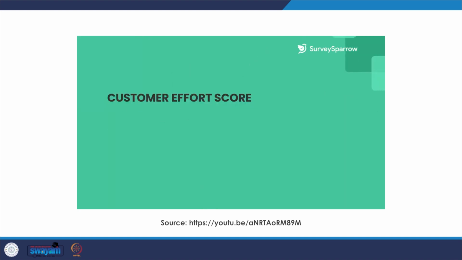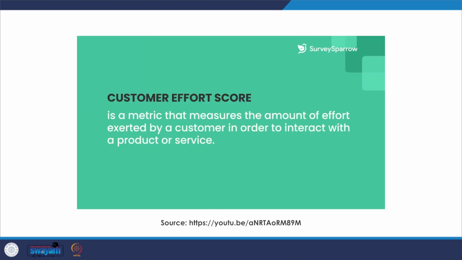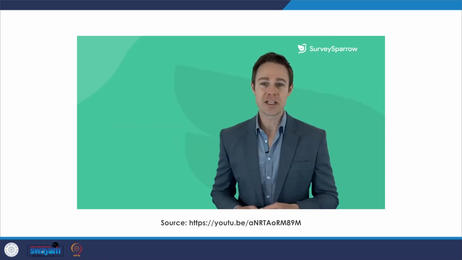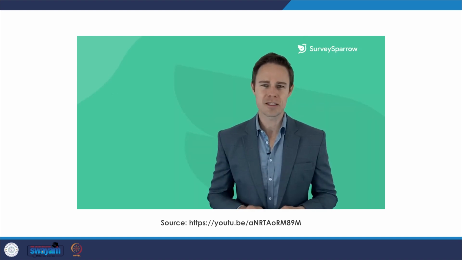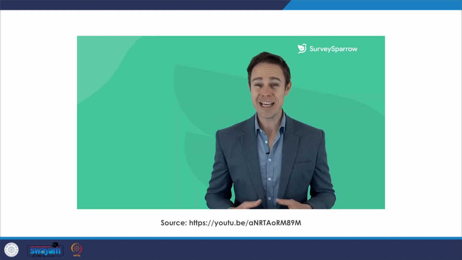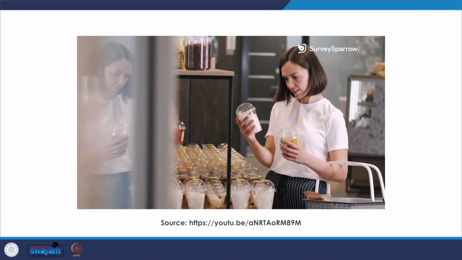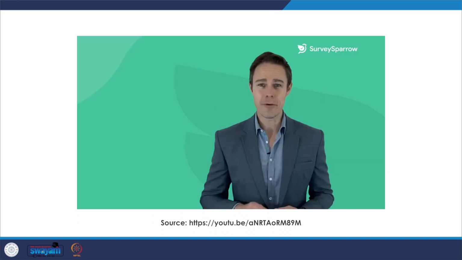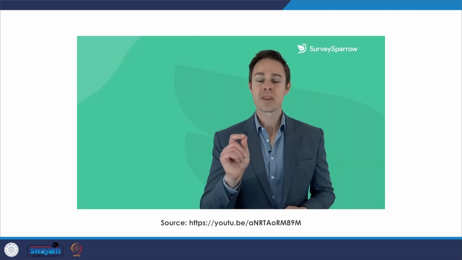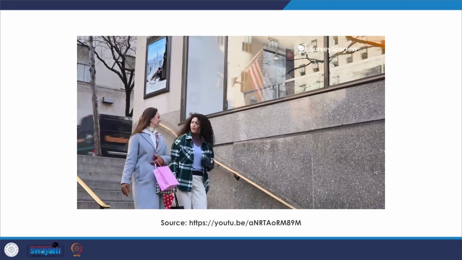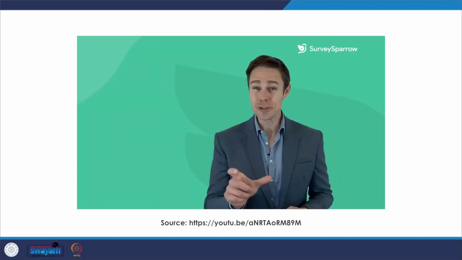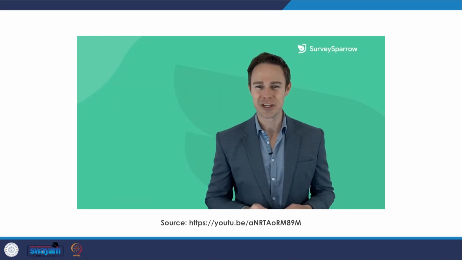The customer effort score, or CES, is a metric that measures the amount of effort exerted by a customer in order to interact with a product or service. Measuring CES at the right touch points of a customer's journey leads to valuable insights that can help steer your product's customer experience in the right direction. Pro tip: ease of better experience not only makes a happy customer, but also helps increase customer retention.